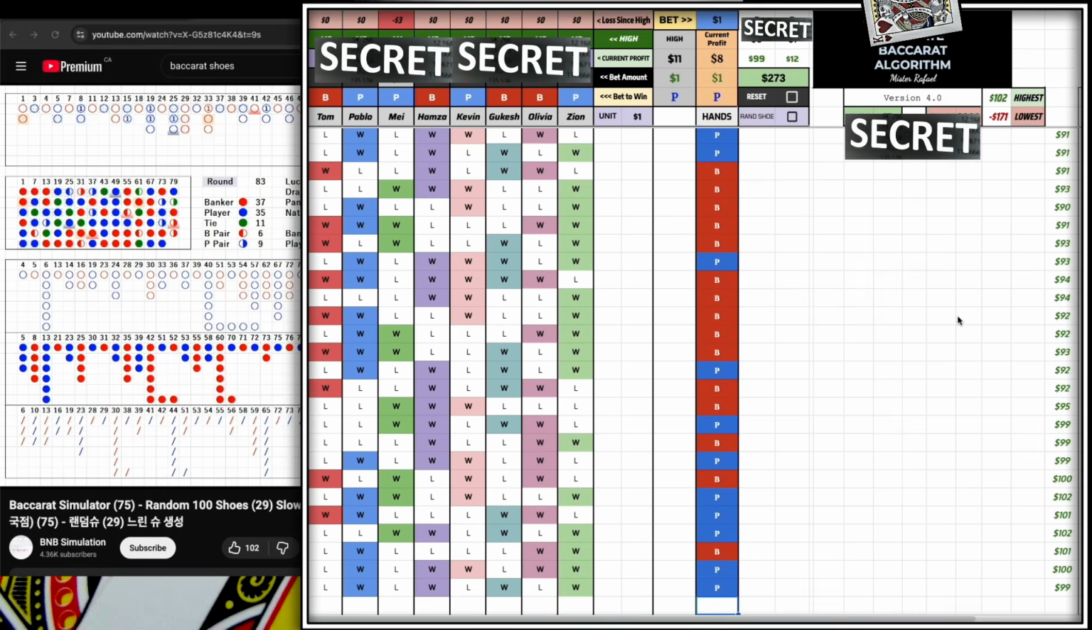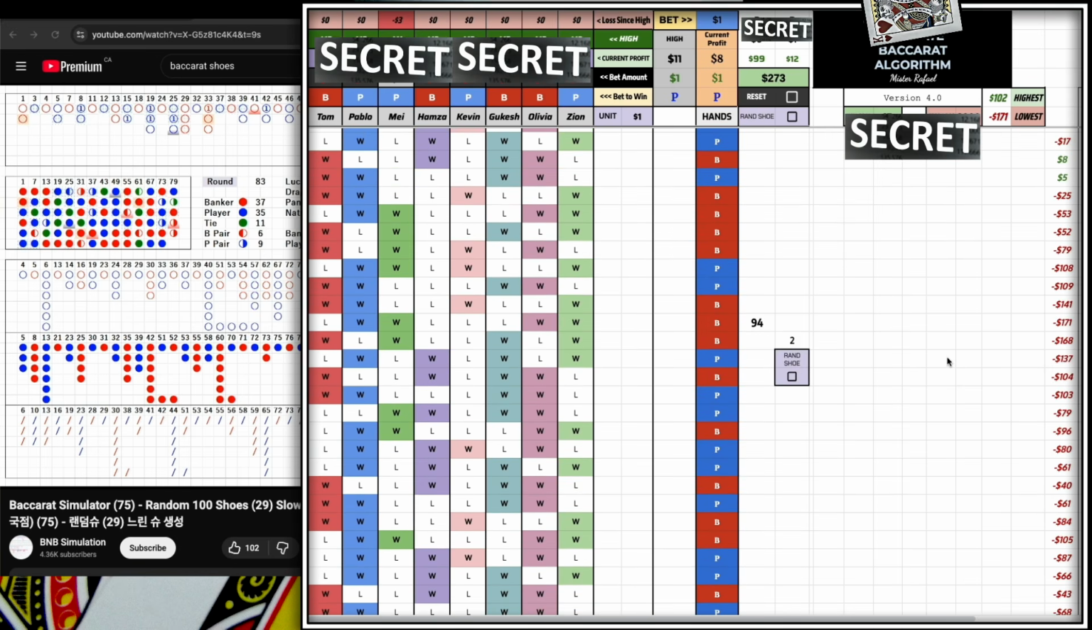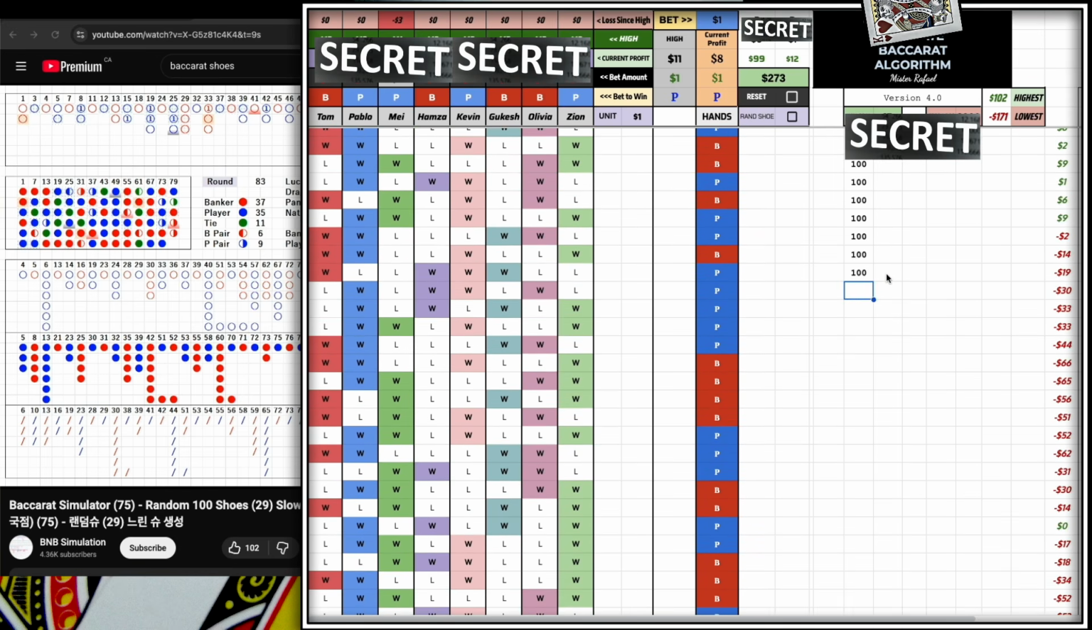And we've hit the win goal. Wow, right here. $100. So we got down to minus 171. All right. Let's add another $100 to the bank.